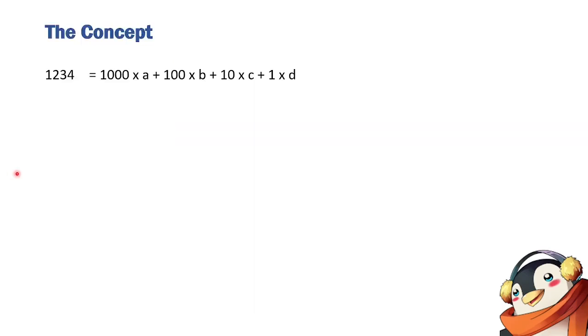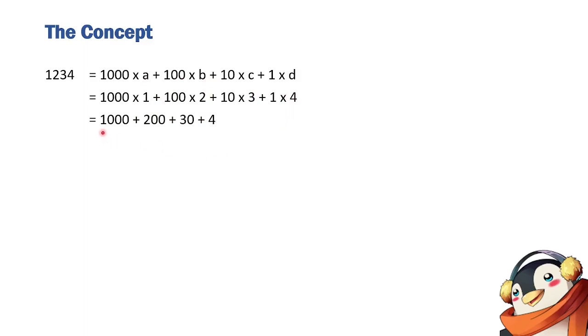Working with whole numbers. Firstly, you need to understand how whole numbers can be represented using algebra. Let's take the example here. 1234 is equal to 1000 multiplied by A plus 100 multiplied by B plus 10 multiplied by C plus 1 multiplied by D. So what is A? As you can see, A is 1, you can guess, B is 2, C is 3, and D is 4. How does it work out? It is actually because 1000 times 1 gives you 1000, 100 times 2 gives you 200, 10 times 3 gives you 30, and then you get 4.